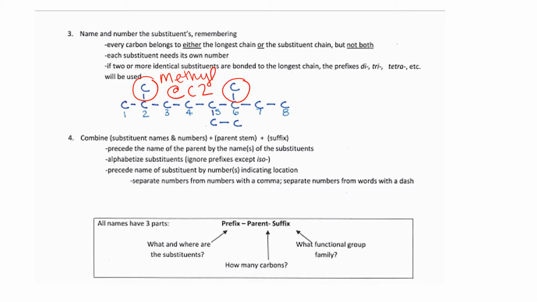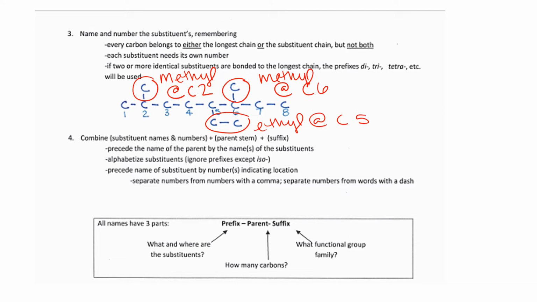We have another methyl at carbon 6, and we have an ethyl at carbon 5. So we're going to include all that information as a little prefix before we write the name octane, the name of the parent. Each substituent needs not only its name, but its location, right?